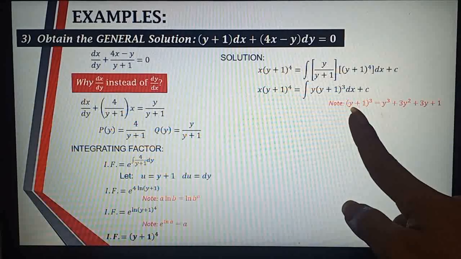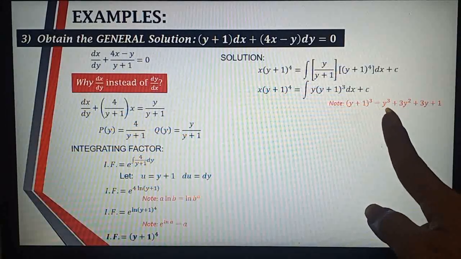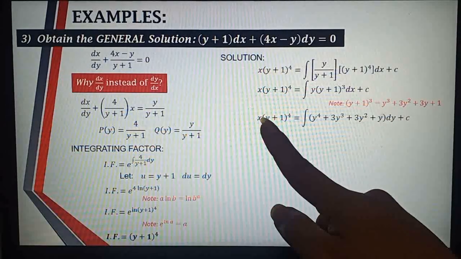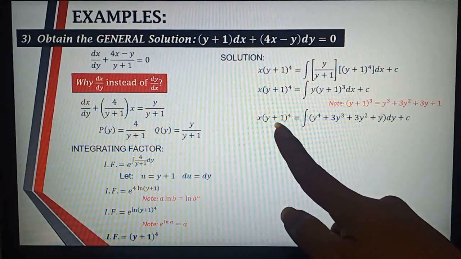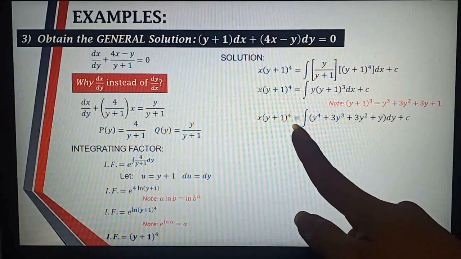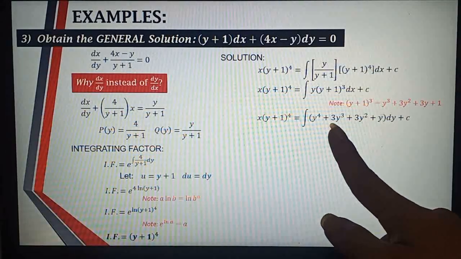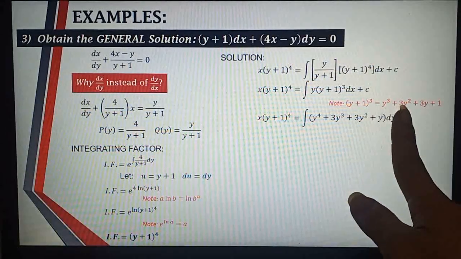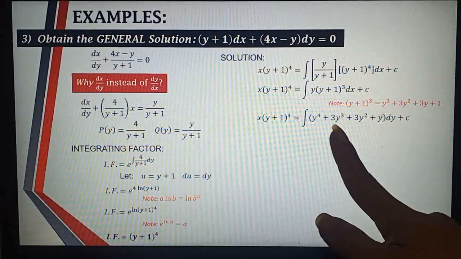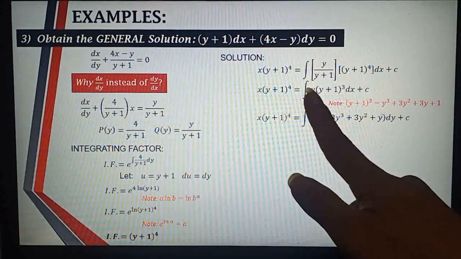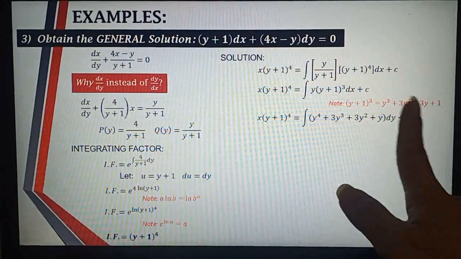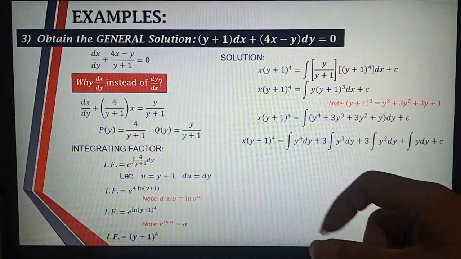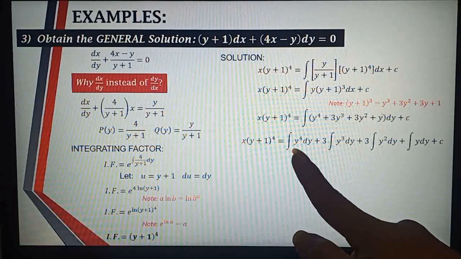So, expand natin ngayon si y plus 1 cube, that is y cube plus 3y squared plus 3y plus 1. So, you will now have x multiplied to y plus 1 raised to 4 equivalent to the quantity of y raised to 4, kasi y cube multiplied to y is y raised to 4, then 3y squared multiplied to y is 3y cubed. Then 3y multiplied to y is 3y squared. Then 1 multiplied to y is y. Then that is dy plus c. Ngayon, i-integrate natin siya ngayon ng hiwa-hiwalay.